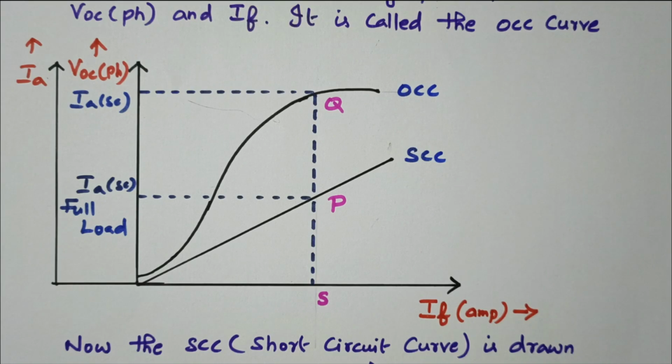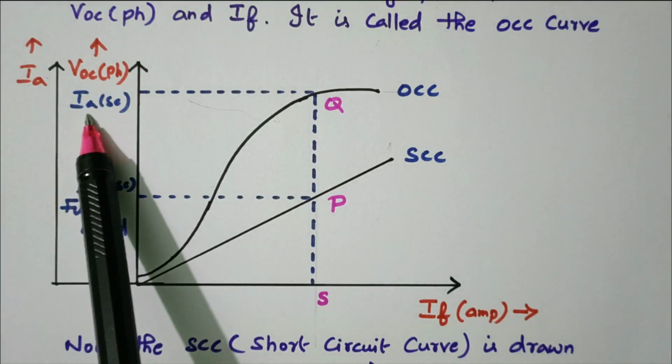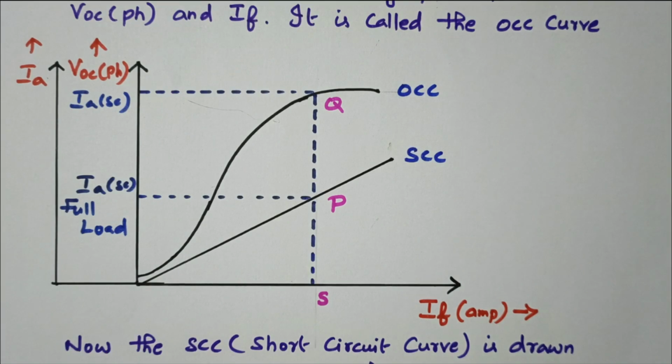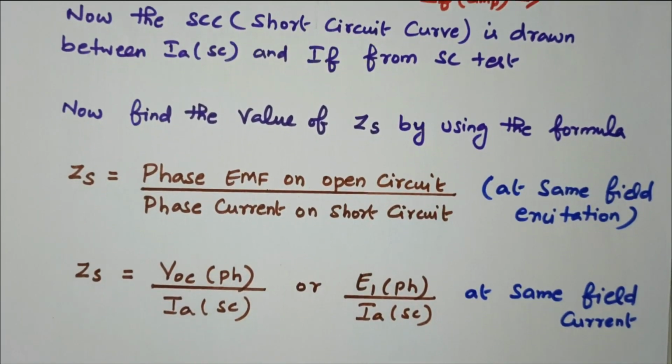Now I think you are able to understand. So in this graph, what we are finding is IASC, the short circuit armature current. Now we'll go to the next step. From IASC, we are able to find ZS.